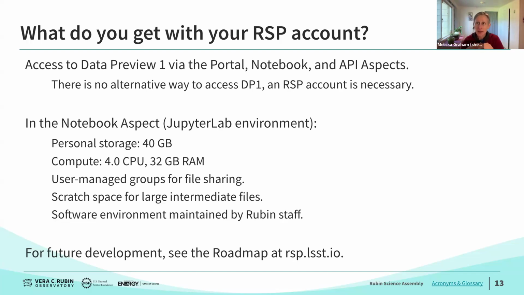In the Notebook aspect, you're getting personal storage space of 40 gigabytes. You have compute resources: 4 CPUs, 32 gigabytes of RAM. There are user-managed groups, so you can share files with your colleagues. There is scratch space that's provided for very large intermediate files. So while you're doing processing, there's space to store that gets emptied out on Sundays. And then you get the software environment that's maintained by Rubin staff.